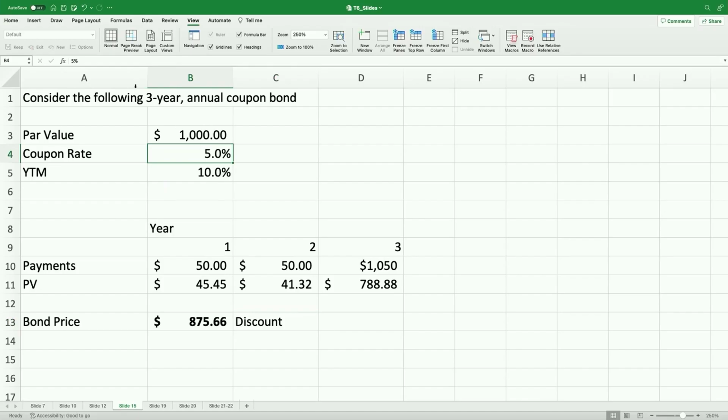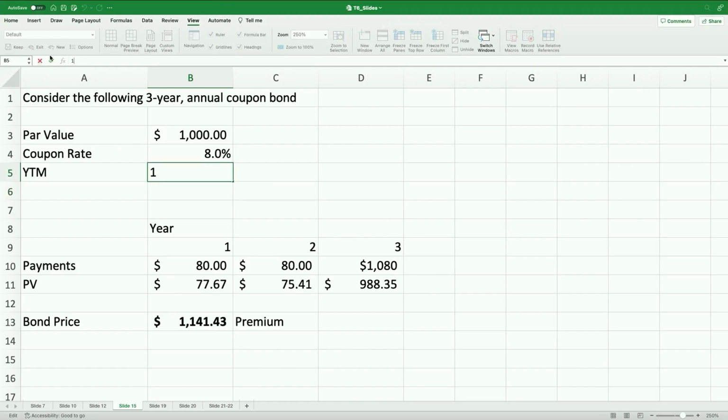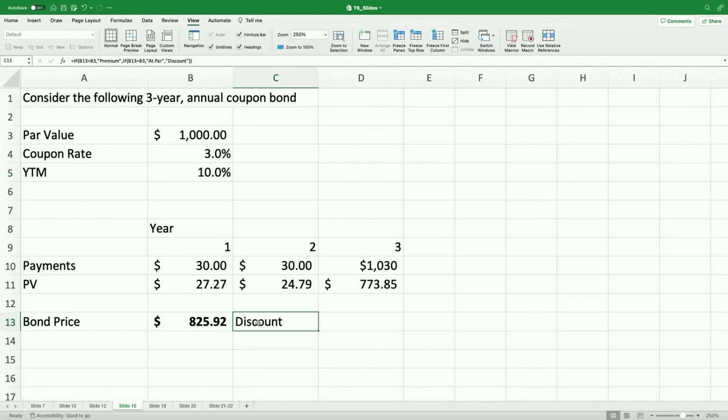And you can see if we pick coupon rates, let's pick a coupon rate of 8%. We can pick a coupon rate of 3%, right? As long as I, whoops, wrong one. Yield to maturity is 10. Let's put that back. All right, so let's pick a coupon rate of 3%. As long as I'm picking coupon rates below the yield to maturity, the bond will trade at a discount.